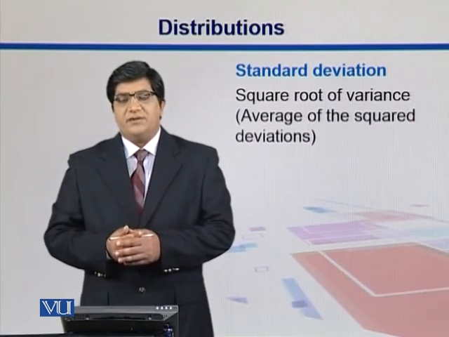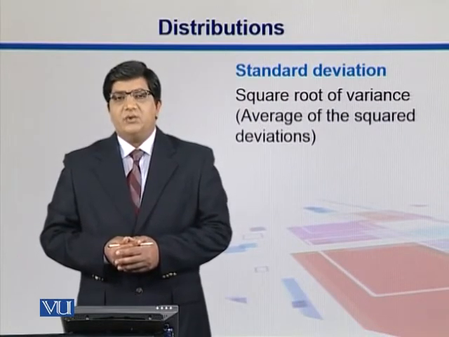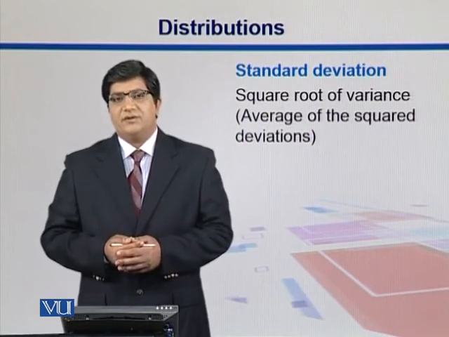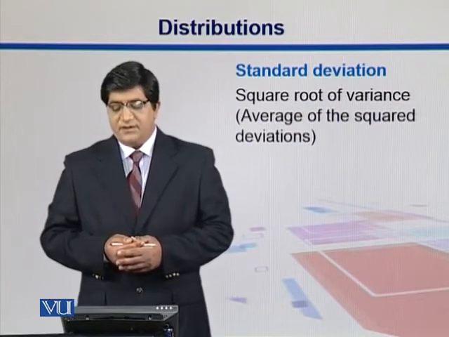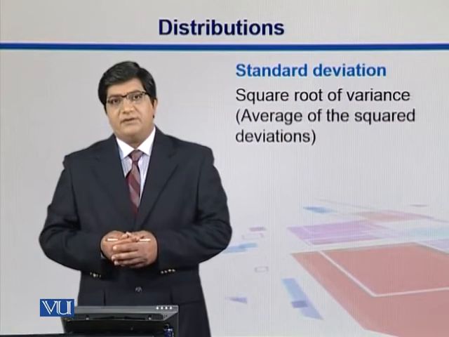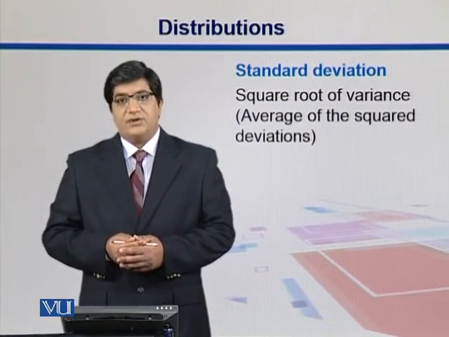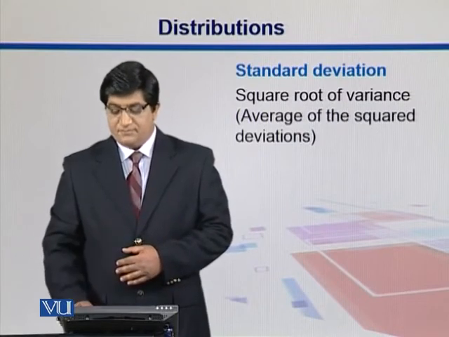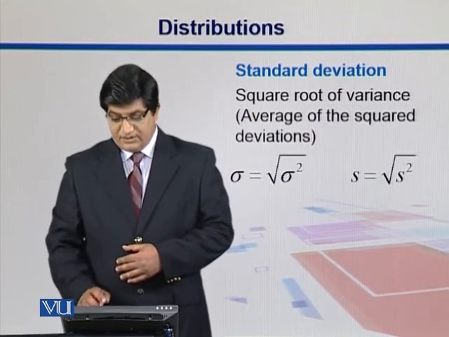So when we take the variance, it's a squared value. So we want to take this square out. So we introduce another parameter over here, which we call standard deviation. Standard deviation is the square root of the variance. It's the average of squared deviation, which was actually the variance. So it is the square root of the average of the squared deviations. So we take the variance and take the root, then we get the standard deviation.